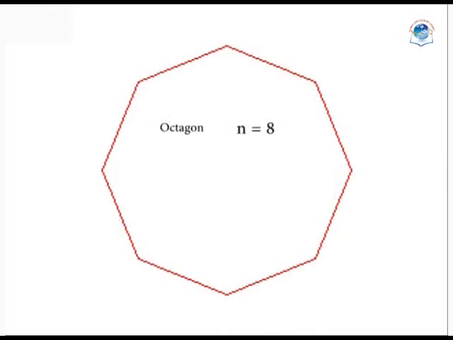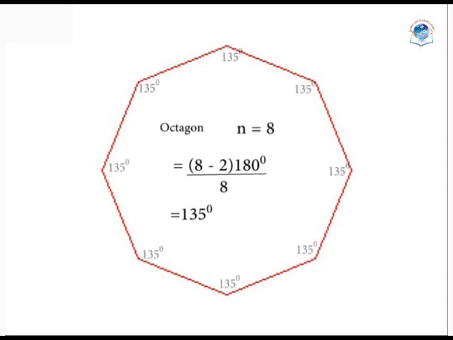So for a regular octagon with 8 sides, we shall have 8 minus 2 times 180 divided by 8, and that gives us 135 degrees.